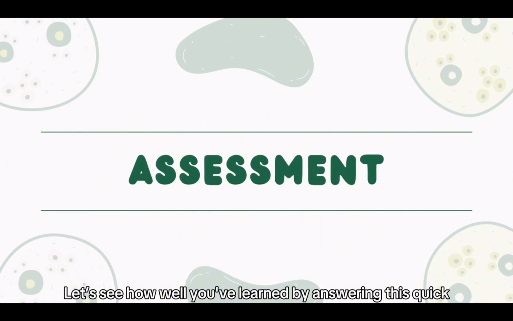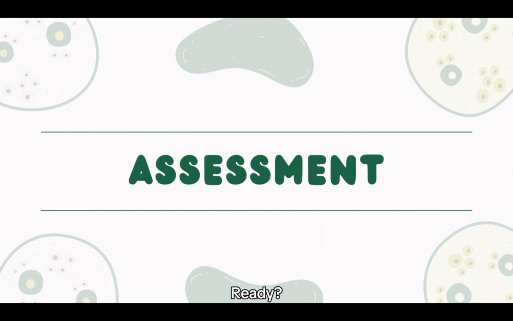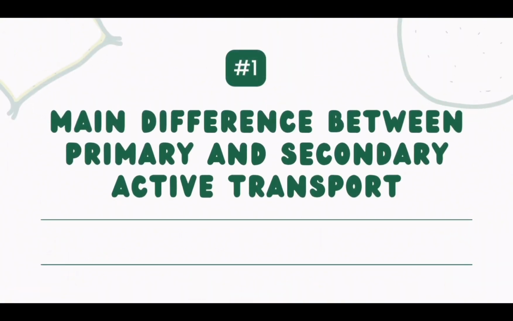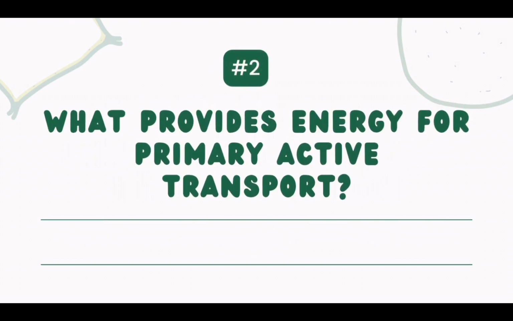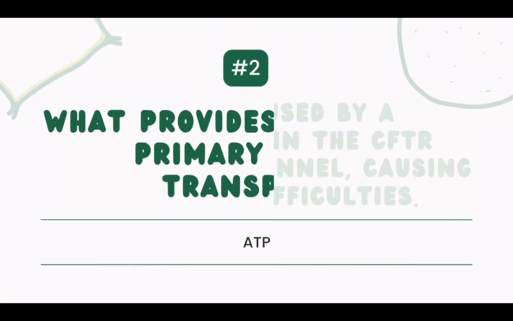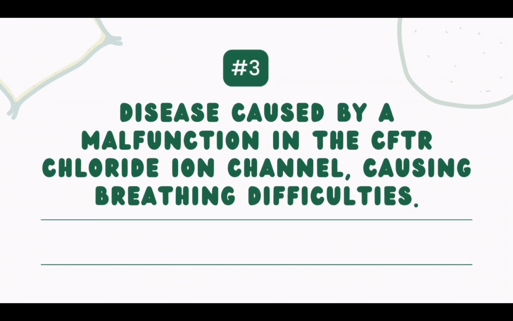Let's see how well you've learned by answering this quick 5-item test. Ready? Main difference between primary and secondary active transport. Correct! Primary uses ATP directly, while secondary uses energy from an ion gradient. What provides energy for primary active transport? That's right, ATP. Disease caused by a malfunction in the CFTR chloride ion channel, causing breathing difficulties. Yes, it's cystic fibrosis.